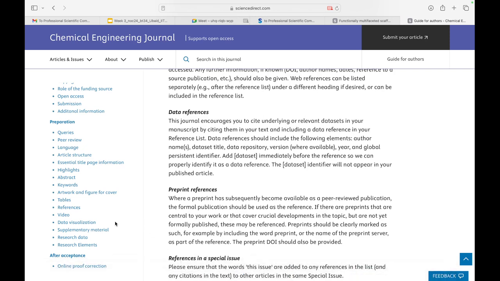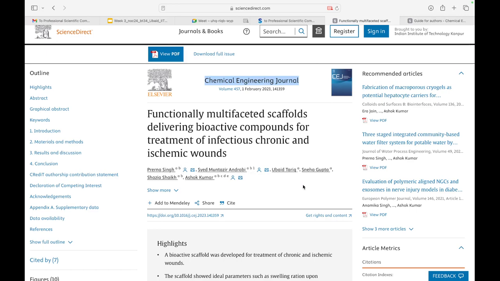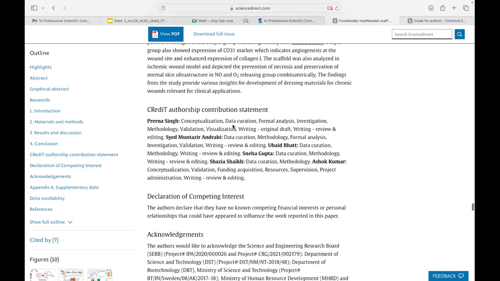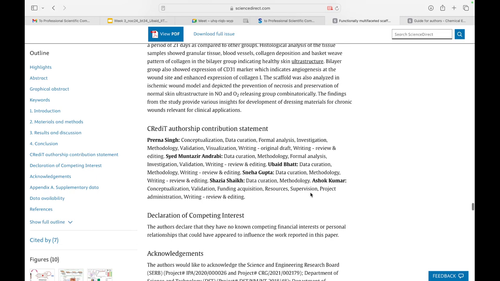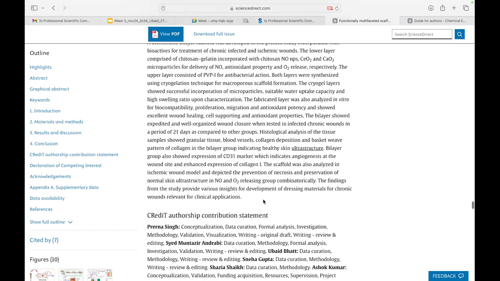And one more thing is contribution. Before the conflict of interest, there is a section called contribution, in which it is mentioned what the contribution of every author is. For example, in this paper there are five or six authors, so the author contribution is mentioned here. You see that this is the author contribution. What one author has done, what the second author has done, the third author, the role of every author. Then this is the conflict of interest that I was saying, to give your consent.